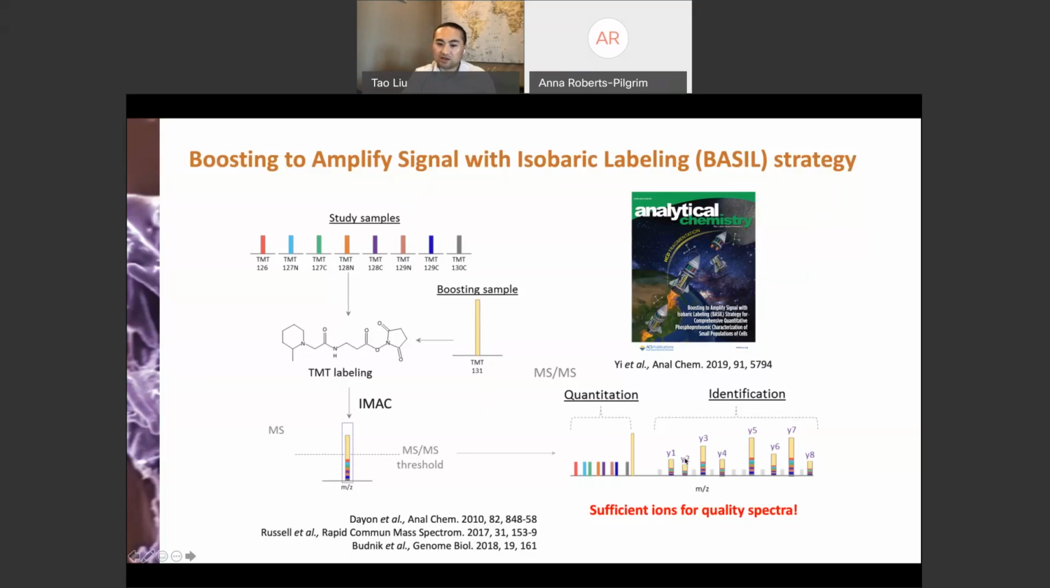But the trick is that once you fragment the parent ion, in what we call the reporter ion region, you do have the ability to tell which signal is coming from which specific channel, or in this case, which specific small sample. You can do quantitation for the different samples, and you just ignore the signal from the boosting sample. So you achieve both quantification and identification of these small cells in the same process.